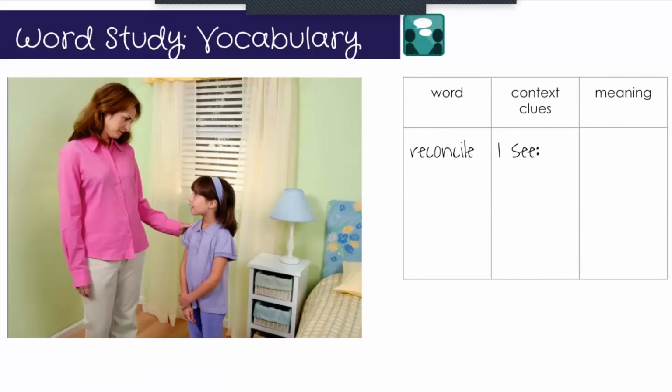Our next vocabulary word is reconcile. Say reconcile. Wonderful. Underneath the word column, write the word reconcile. And underneath our context clues, remember, we are using our photograph and writing down the visual clues we get from our picture. Go ahead and pause. And when you're ready to continue, hit play.